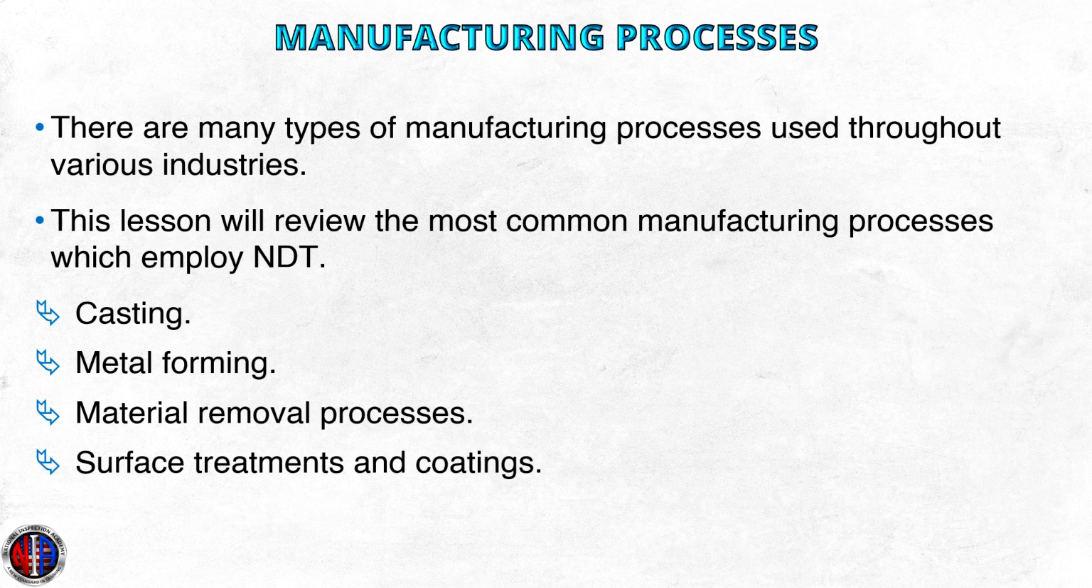This lesson is primarily focused on the manufacturing processes of metals by the conversion of shape, form, or properties of natural materials to include casting, metal forming, joining and fastening, metal removal processes, and surface treatments and coatings.